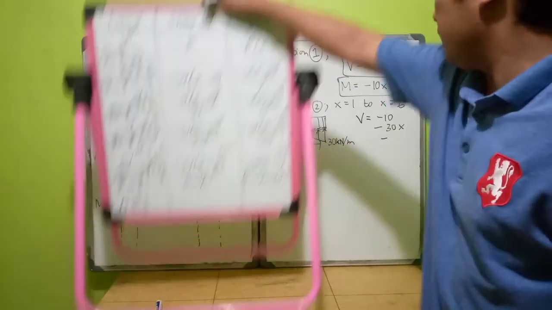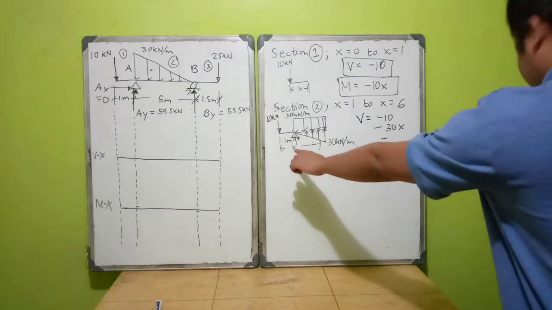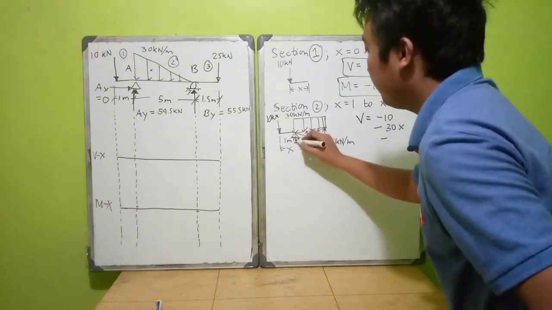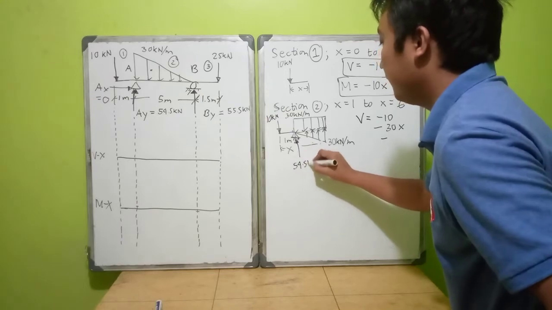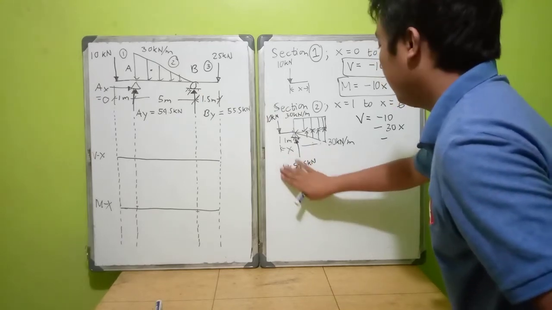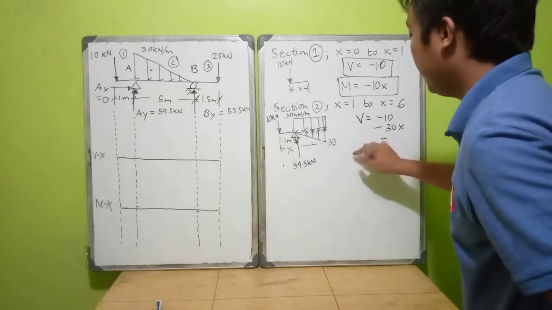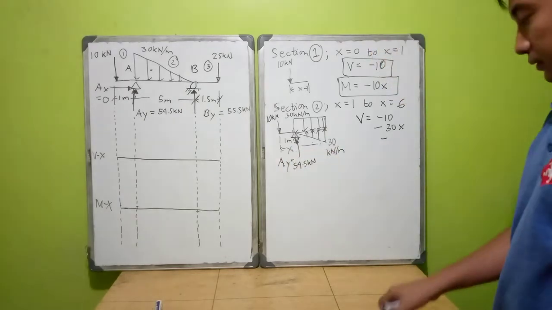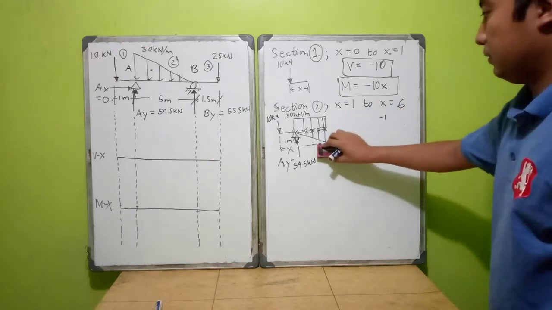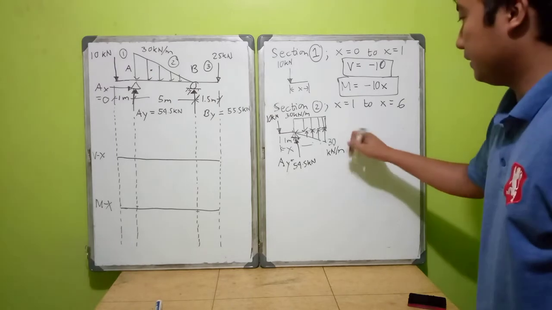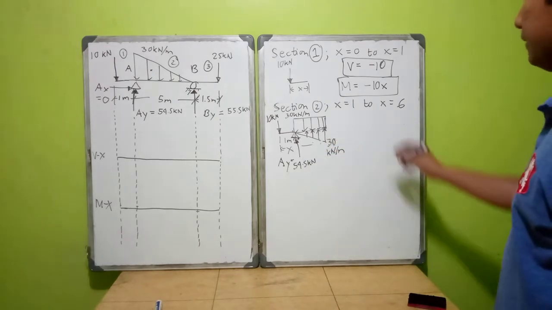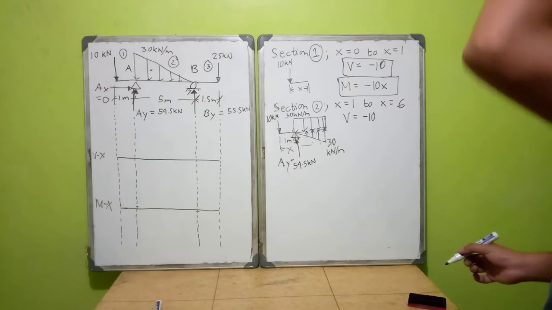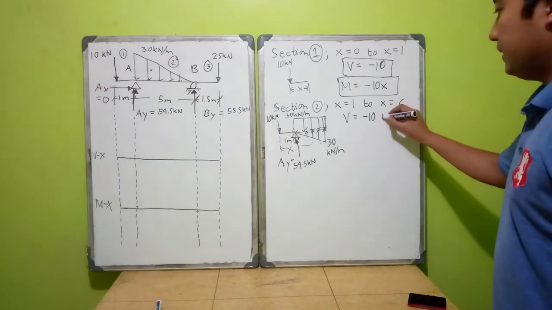Before anything else, we actually have an upward force here. We have 54.5 kilonewton, which is Ay. Let's conserve space. So there is 30 and this is Ay. Let us restart. So this is negative 10 kilonewton, and then we have plus 54.5.